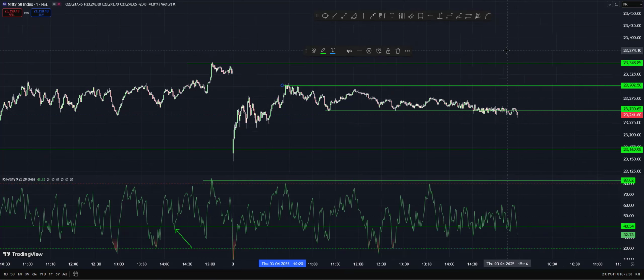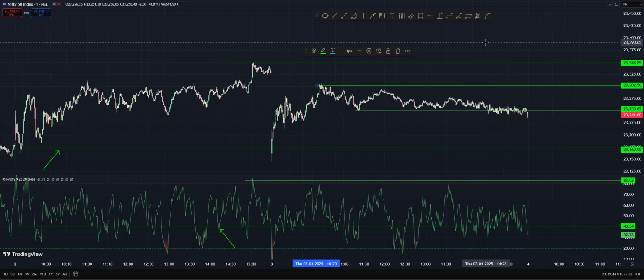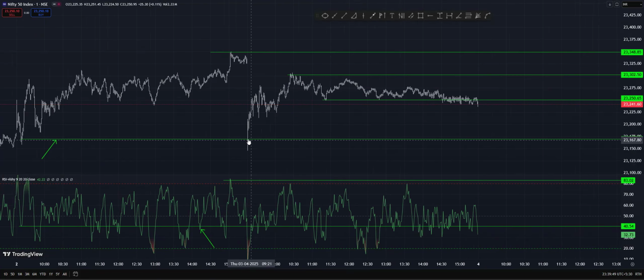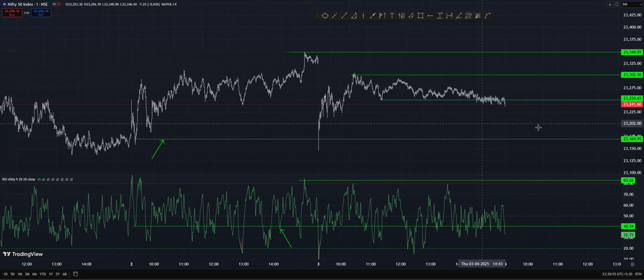So this is my analysis for the third. You need to mark these reference levels. So you need to mark this low and this high, today's low and high, for tomorrow's trade.